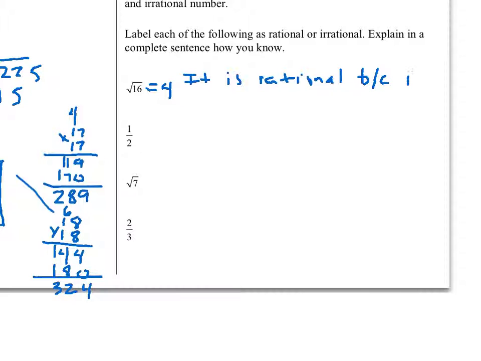Because it terminates. So this is a perfect square root. It becomes a terminating decimal, 1/2. What do we think? Rational or irrational? Yeah. Why?